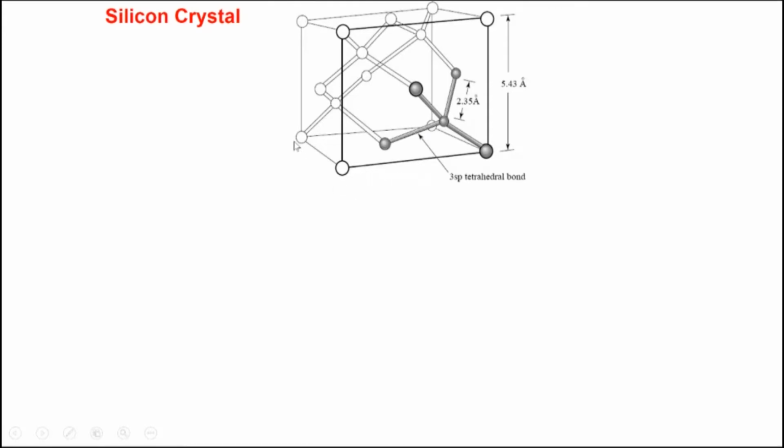And so all electronics is being done on crystals of silicon, and this is the unit cell of silicon here, and you can see the lattice constant is 5.43 angstrom. So that's the structure of silicon.